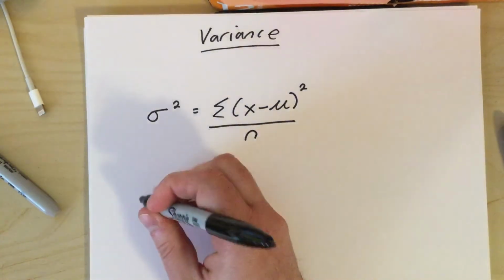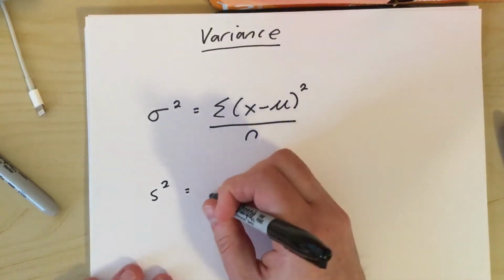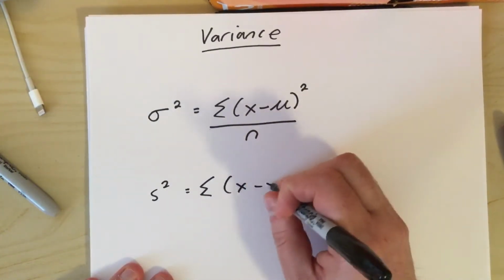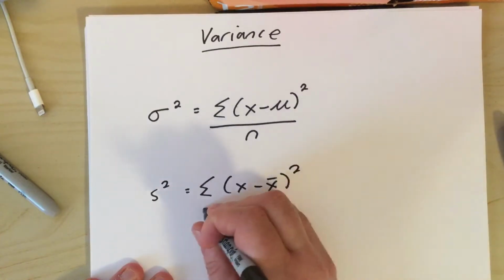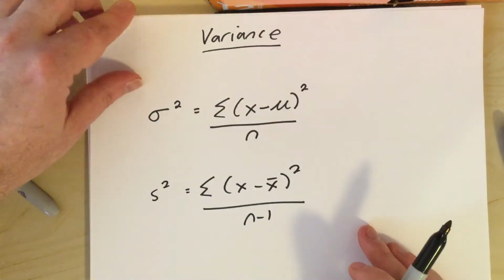You could also have the variance of a sample, and the symbol for that is s squared, and that has the formula of this over n minus 1. So again, same formula, just without the square root.